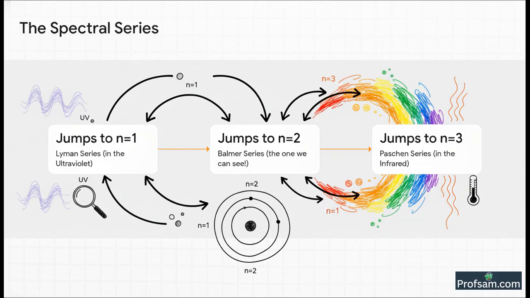Okay, now look at the middle group. All these jumps land on the second floor, n equals 2. This is the famous Balmer series. And this is the special one because these are the colors we can actually see. This is our visible spectrum. And finally on the right, you have jumps ending on the third floor, n equals 3. This is the Paschen series. And this light is in the infrared range, again, invisible to us.